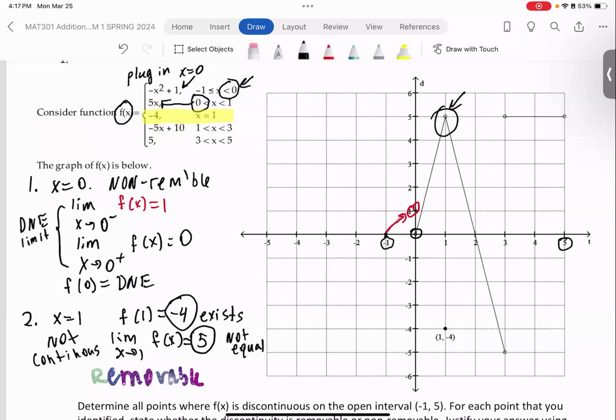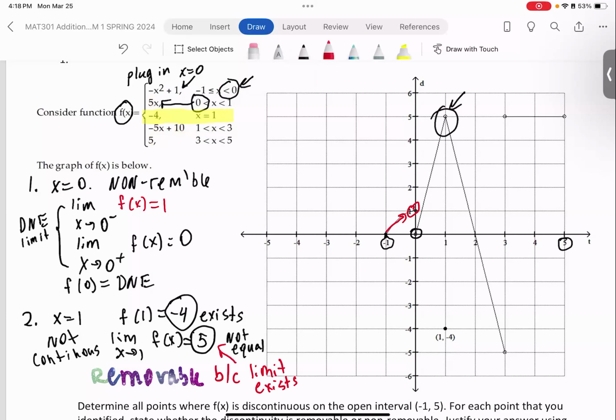So the limit is the key to continuity. When you're preparing your little note sheet for the exam, remember to write for yourself that the limit is what determines whether something is continuous or not. It also gives you information about whether a discontinuity is removable or not. You say it's removable because the limit exists. That's how you say it. You say it's removable because the limit exists. It's 5.